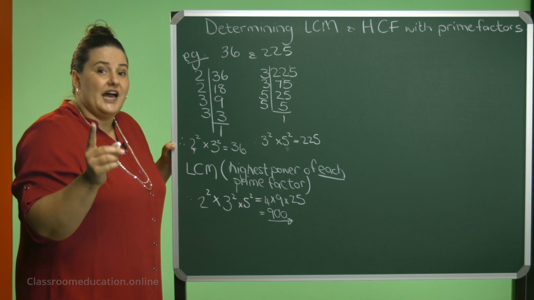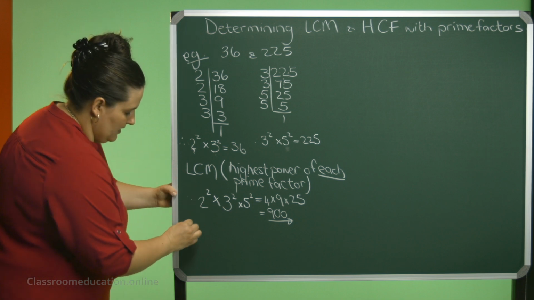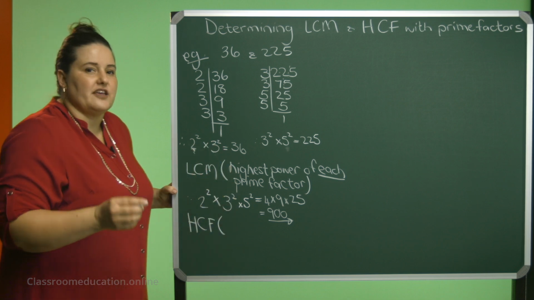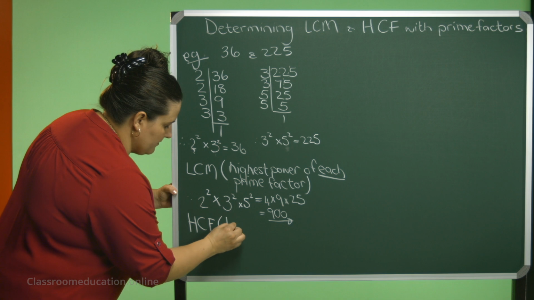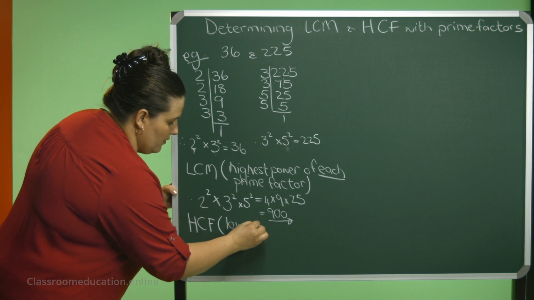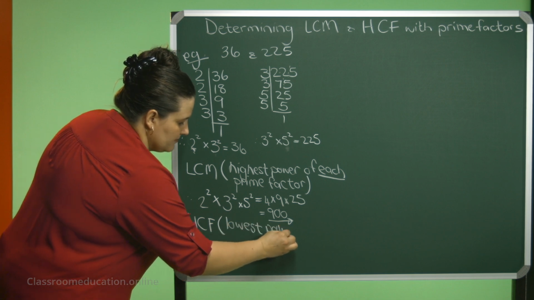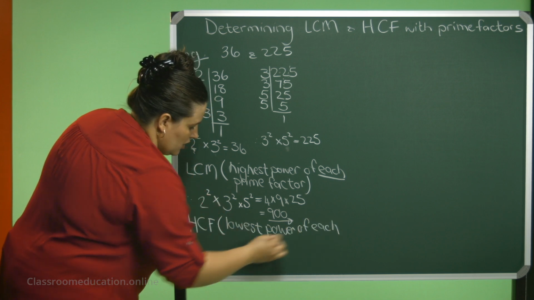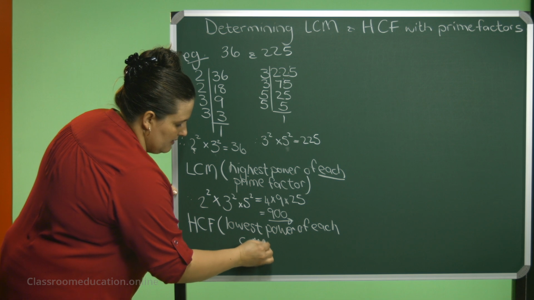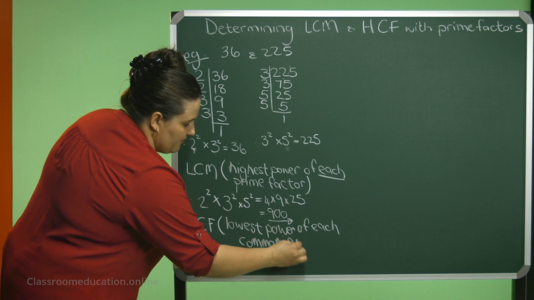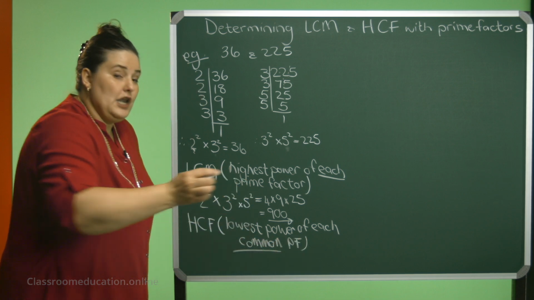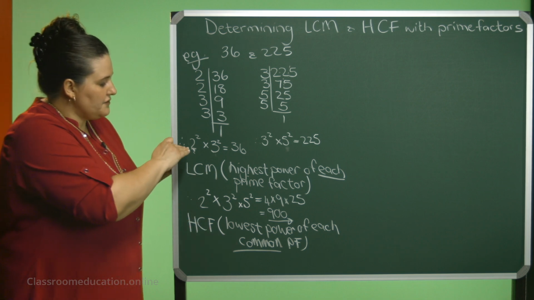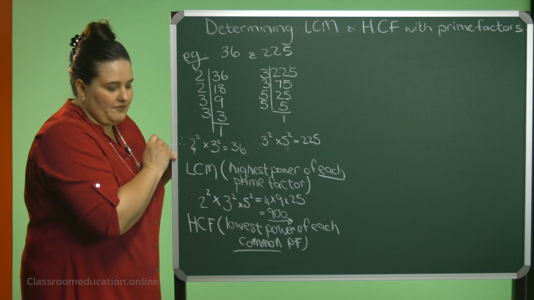Now, to get the highest common factor, we need to take the lowest power of each common prime factor. The lowest power of each common prime factor. So let's first determine what are the common prime factors.